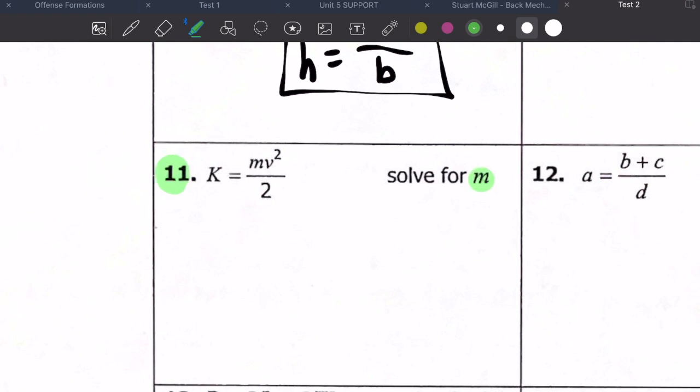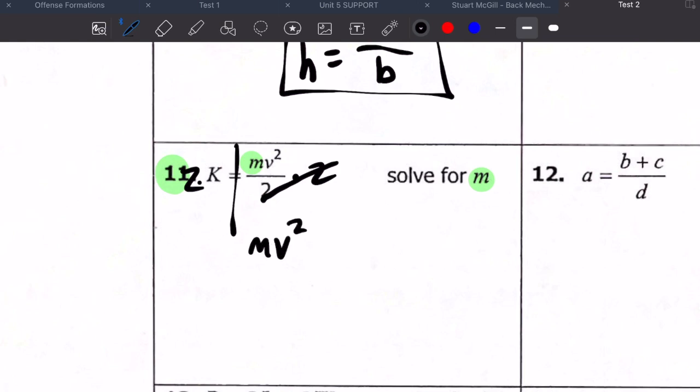So if I'm solving for M here, the first thing that freaks me out is this divide by 2. Since it says divide by 2, I know that I can undo dividing by 2 by multiplying by 2, which is kind of the exact same thing that we did on the last question. So if I multiply by 2, those 2's go away, and I'm left with M times V squared on one side, and 2 times K on the other side is 2 times capital K.